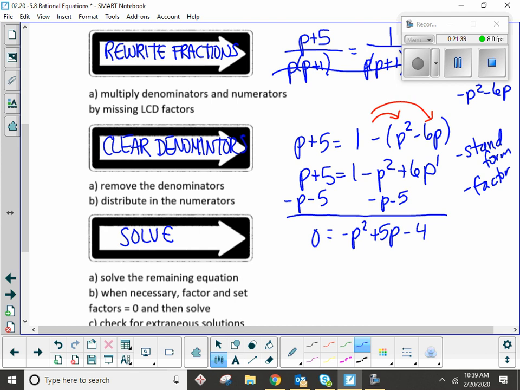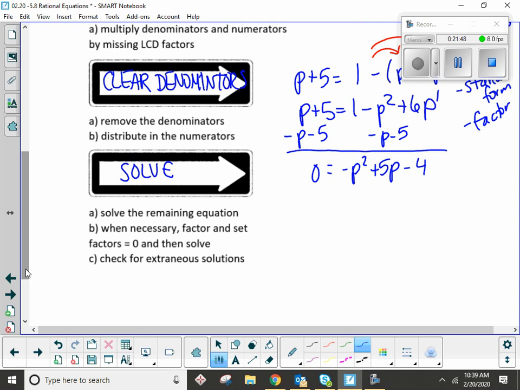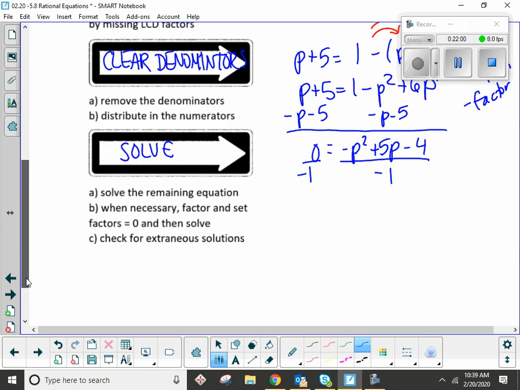What don't we like about that, the way it is? The negative out front. How do we take care of that? What's our little math trick when we want to change signs? Flip everything. Basically, we are dividing or multiplying both sides by negative 1. So you're flipping all the signs. P squared minus 5p plus 4. I know. We're using all of our math skills on these problems. I changed the sign right here. I flipped all the signs, divided by negative 1.